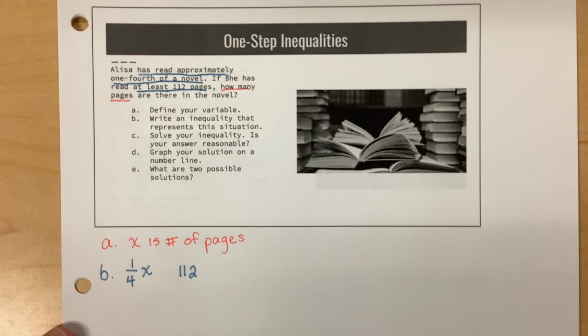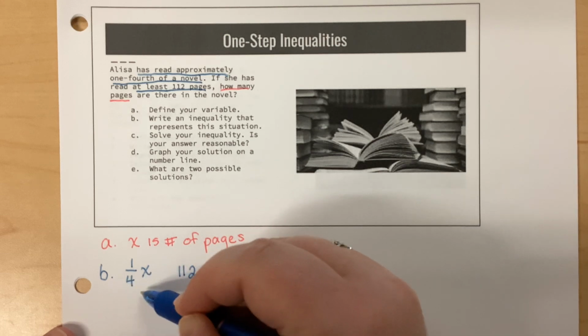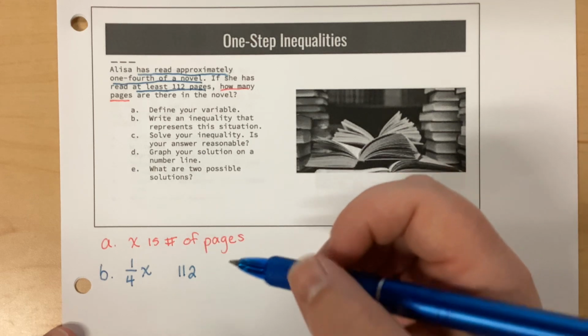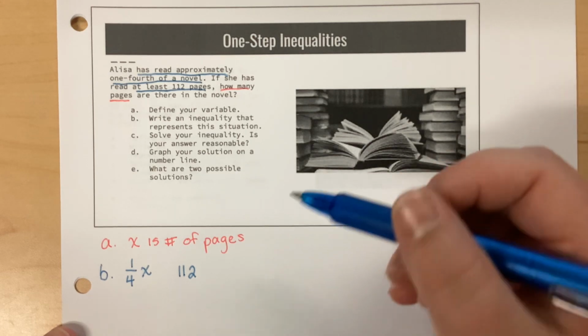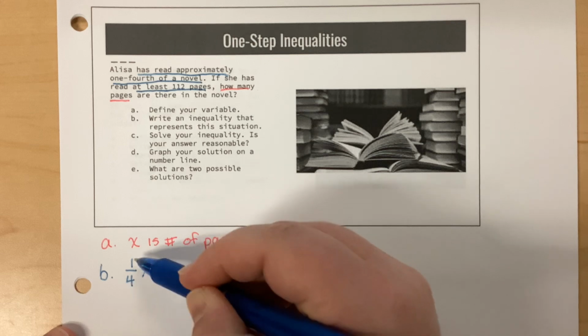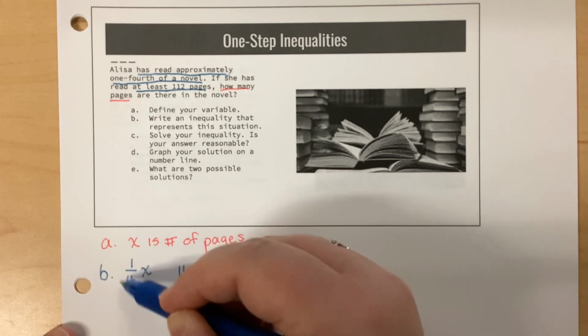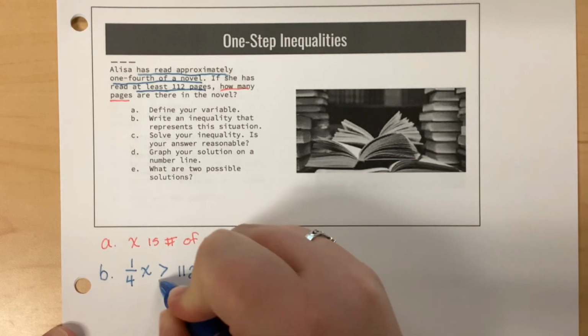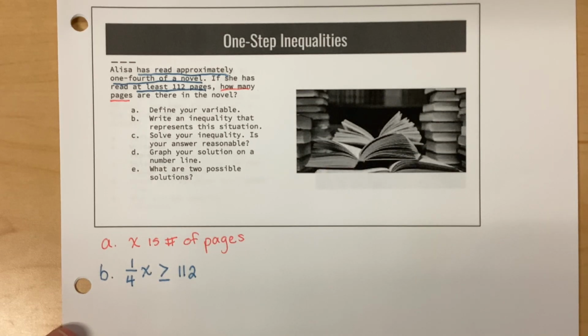Now what I need to do is figure out which way the sign should go. I know that the left side here represents the actual number of pages of the novel. The words at least mean 112 or more. So this side over here has to be at least 112, and can be bigger. So I'm going to put greater than or equal to, because I know that it can be 112.